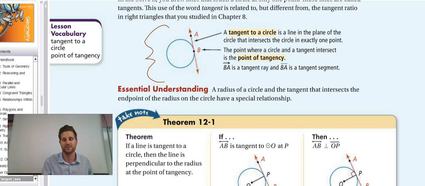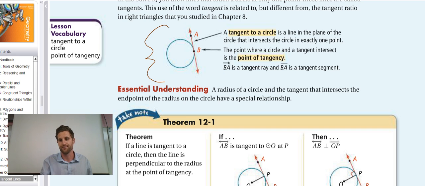So point B, it only hits it one time. So a diameter would go through a circle and hit it twice. This is a line that's outside of the circle and hits it only once. And then the point of tangency is where the circle and that line meet.